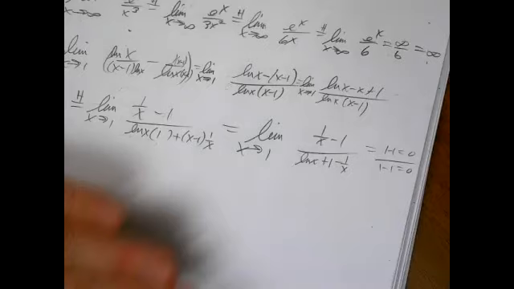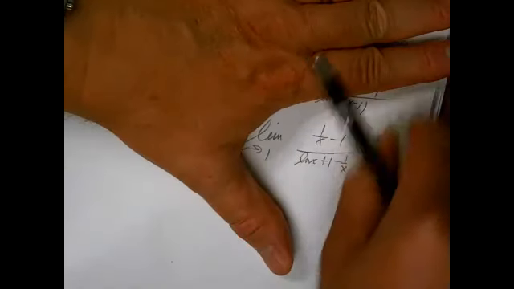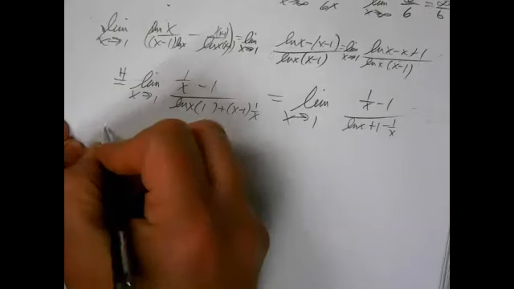I get 0 over 0 again, which is not the end of the world. This means I'm still allowed to use L'Hopital. All right, so I'm going to go back, and I'm going to hit it with L'Hopital one more time.